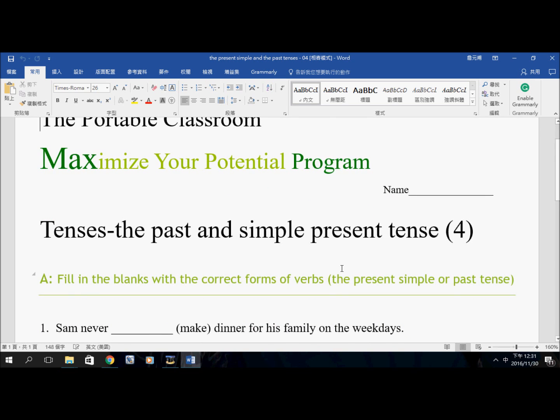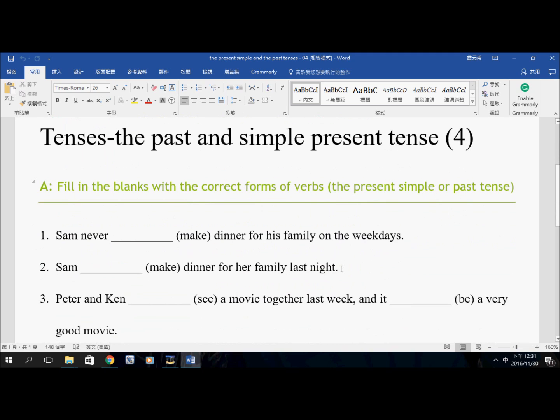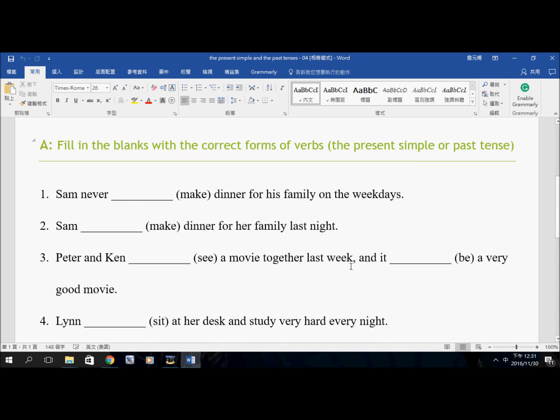Now you are going to fill in the blanks of the following 10 questions with the correct forms of verbs using the present simple tense or the past tense. Now, first thing we do is that we find the time marker of the sentence, the time expression of the sentence. Say for example, number 1, the time expression is never, and the other one is on the weekdays. Both of these time markers tell us that it is a sentence about the person's habit.